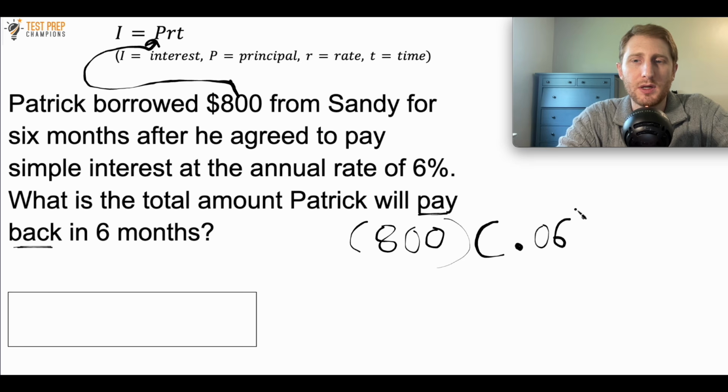0.06. All right, so a common mistake would be to look at this 6% and think that 6% as a decimal is 0.6. But it's actually not 0.6, it's actually 0.06.